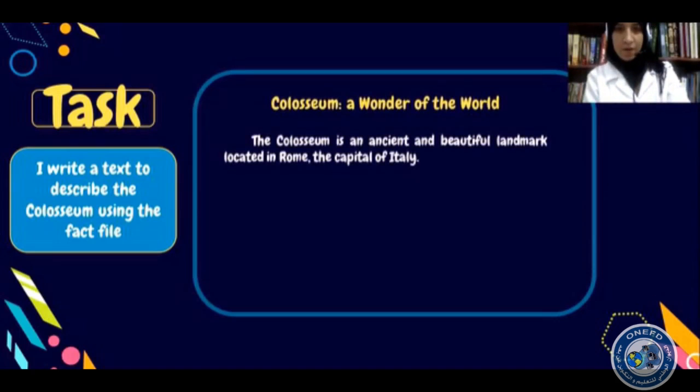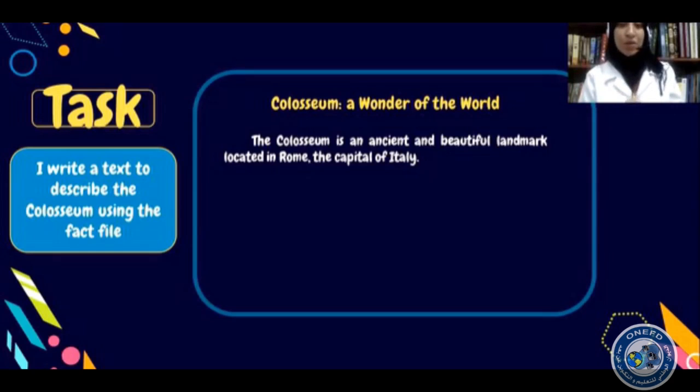So here are the title and the short introduction. So the title is Colosseum, colon, a wonder of the world. Now the introduction. You need to leave a space or indentation at the beginning of the paragraph. The Colosseum is an ancient and beautiful landmark located in Rome, the capital of Italy. So it's a very short sentence for the introduction to start your text.